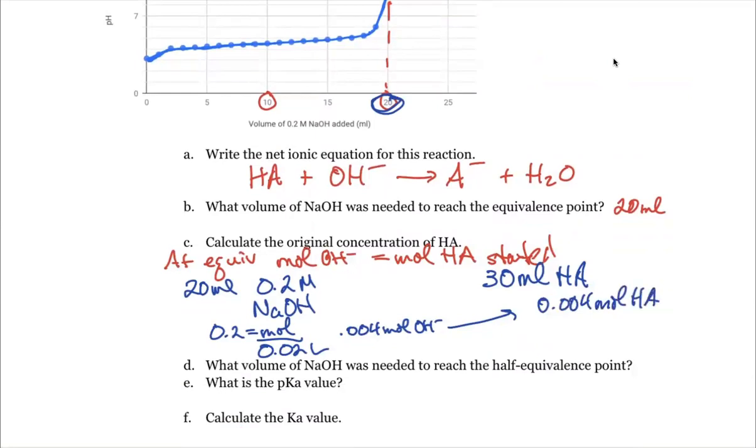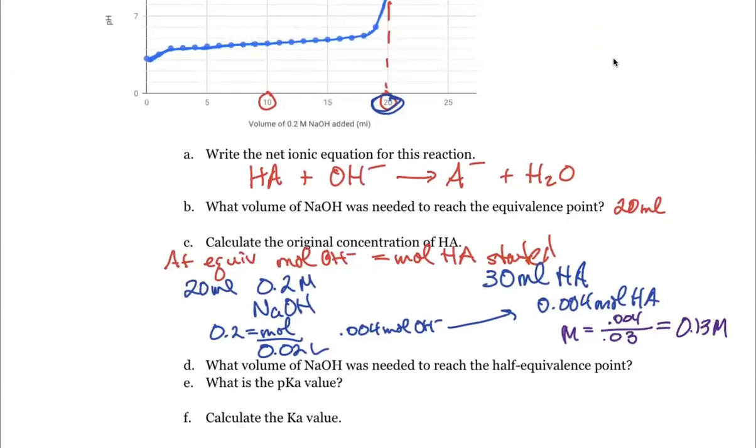Now I can calculate the molarity of the HA. 0.004 over 0.03 liters. 0.004 divided by 0.03 gives me 0.13 molar.